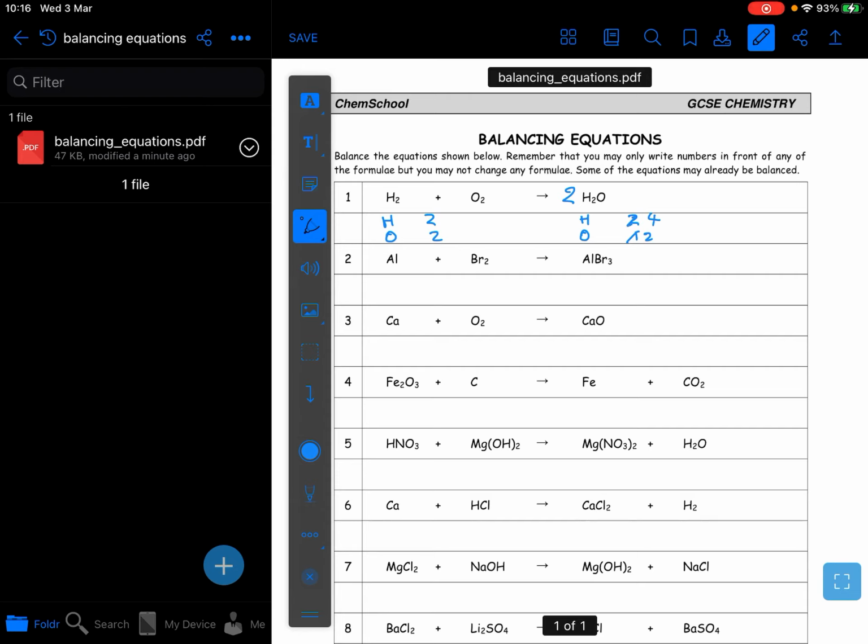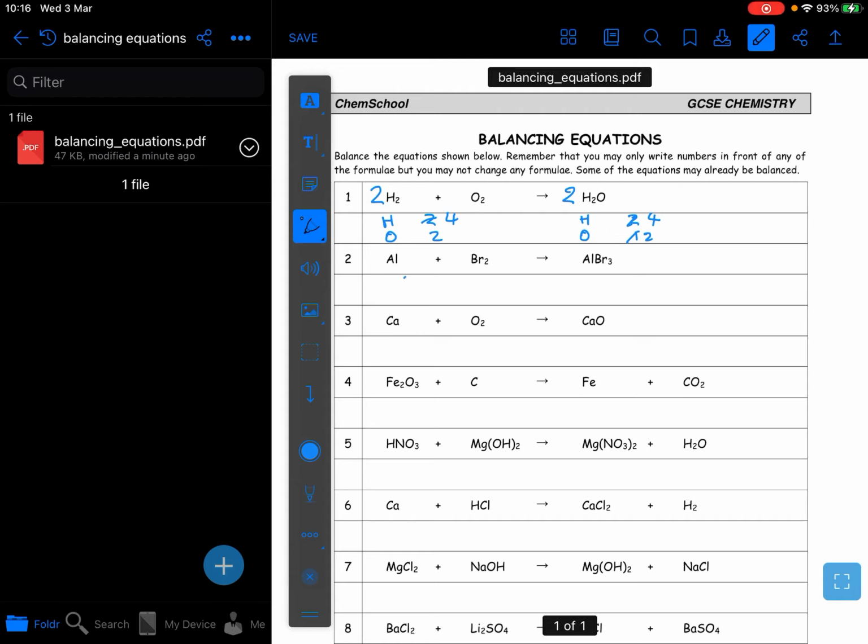Oh dear, still not balanced. We need to get 4 hydrogen on the left hand side. How do we do it? We put a big 2, which gives us 4. Check it. Hydrogen 4, oxygen 2, bish bash bosh, done.